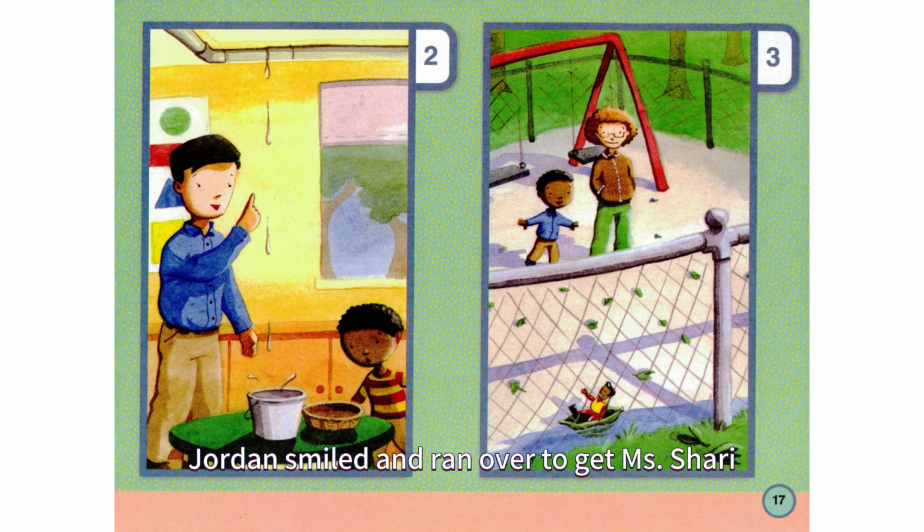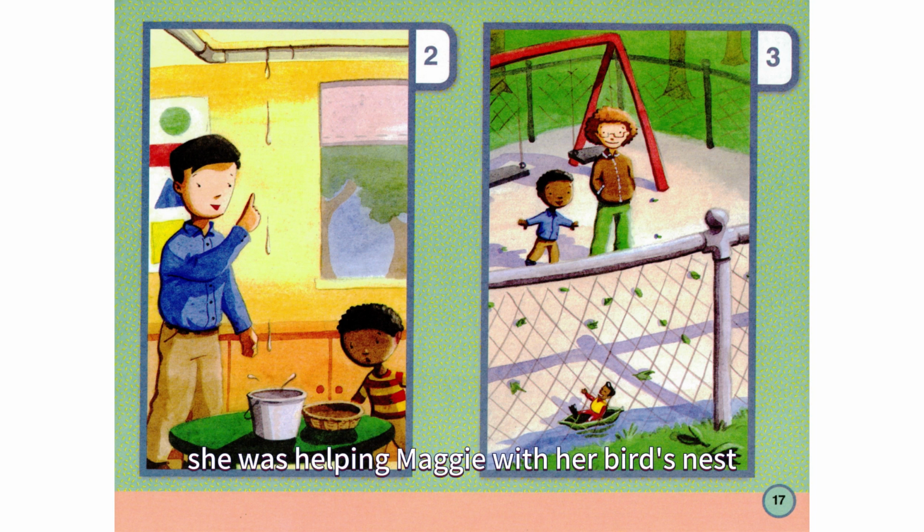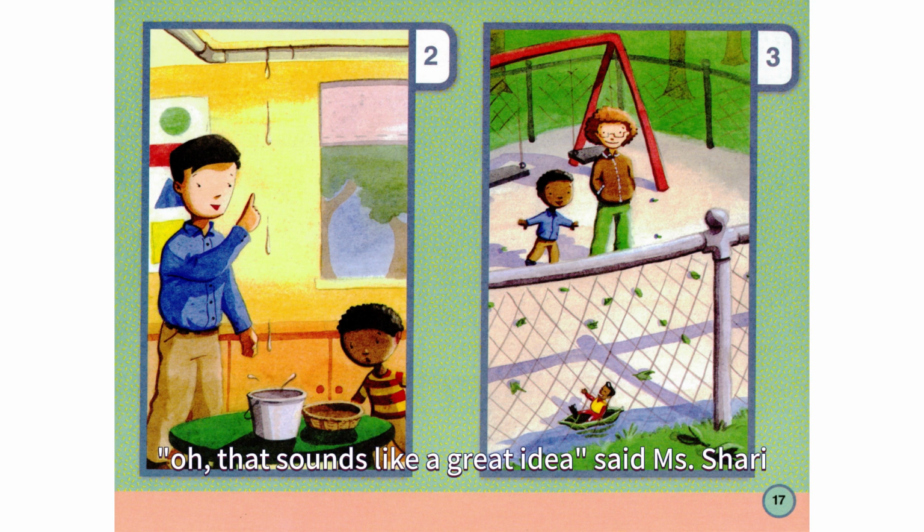Jordan smiled and ran over to get Ms. Shari. Ms. Shari was the teacher's aide for Jordan's class. She was helping Maggie with her bird's nest. "Ms. Shari," said Jordan, "will you help me collect some more seed pods for my project? I have a really cool idea for how to use them." He whispered his idea into Ms. Shari's ear. "Oh, that sounds like a great idea," said Ms. Shari. "Let's go outside and find some more seed pods."